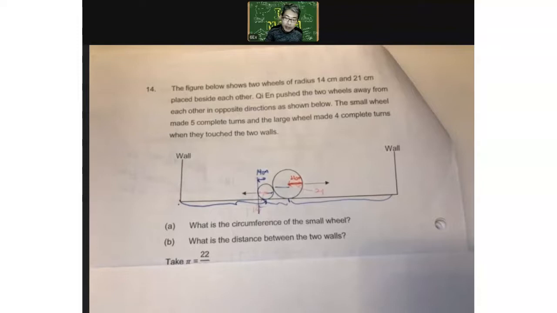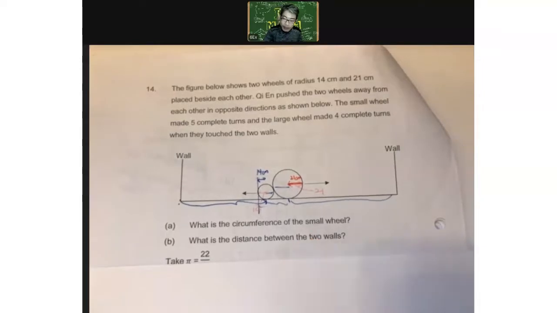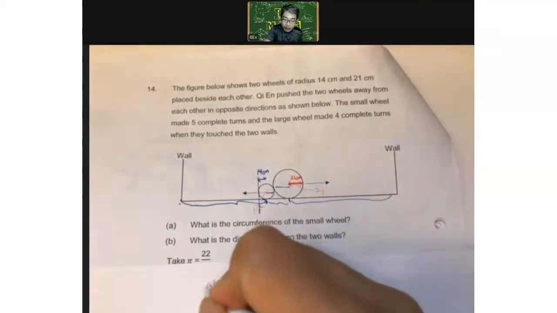Now, complete turns mean, right, we have already done in class, right? 1 complete revolution is equivalent to 1 circumference. So 2 complete revolutions or 2 complete turns will be equal to the length of 2 circumferences. So what's the circumference of the small wheel? First one is straightforward, give you marks. That's to guide you along. So part A, very simple.